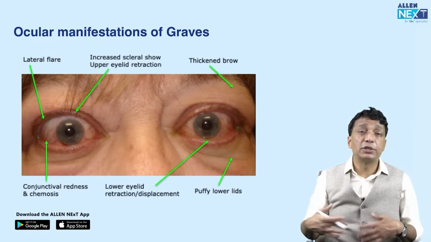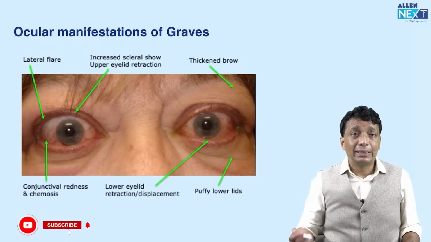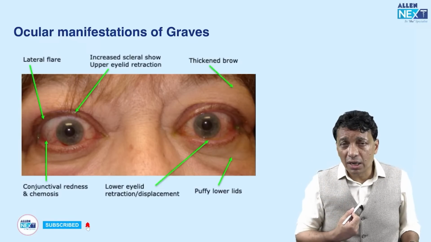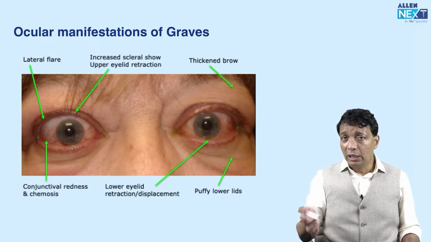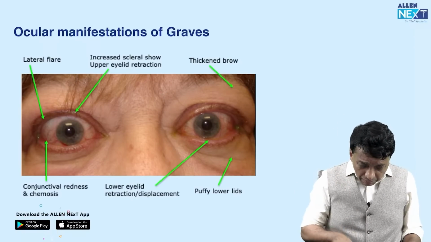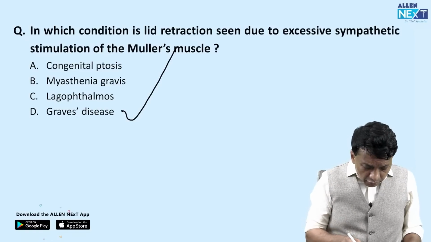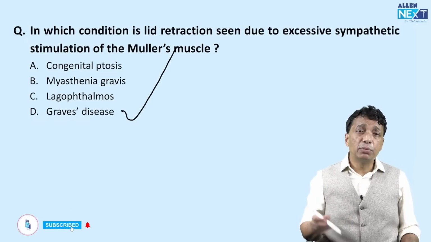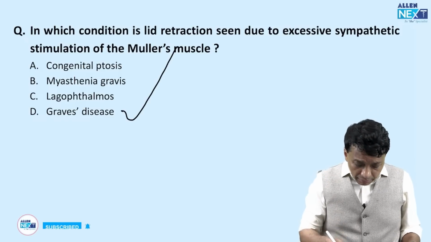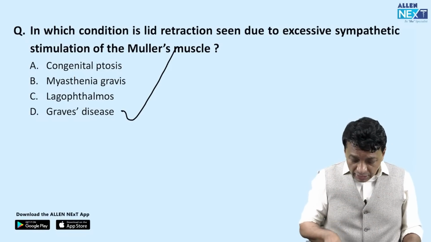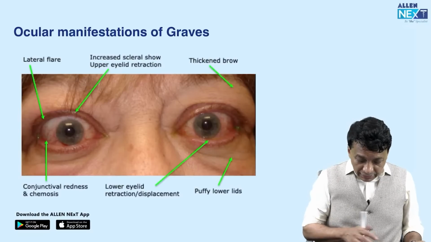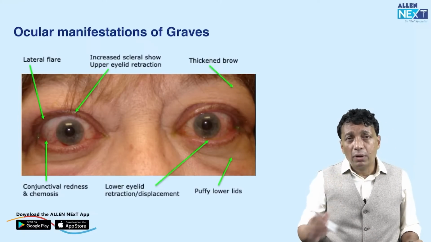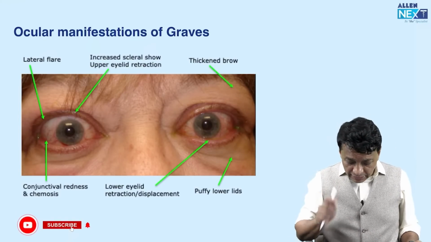These are multiple signs of thyroid disease, and I can tell you that it is very easy for us ophthalmologists to diagnose thyroid disease by looking at the eyes. Okay, so please remember the reason for the lid retraction is given here: excessive sympathetic stimulation of the Mueller's muscle, pulling the lid away and causing the lid retraction. But there are multiple signs of Graves' ophthalmopathy which you can see here.